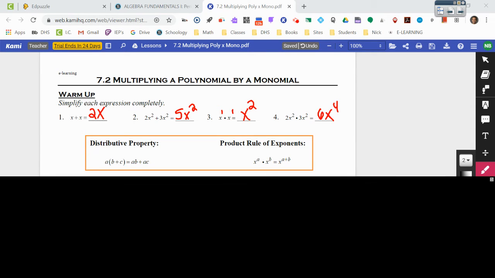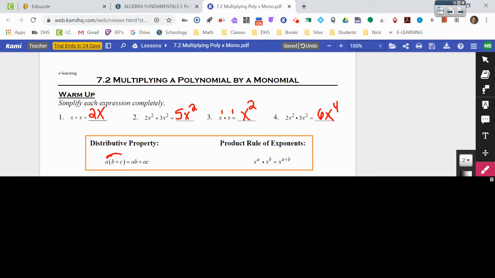For this lesson, here are some of the key rules, details, or concepts that we need to simplify polynomials and monomials. The first one is the distributive property, which we've been using and seen all year. This is where we do that rainbow thing and multiply everything on the inside by the thing that's on the outside.